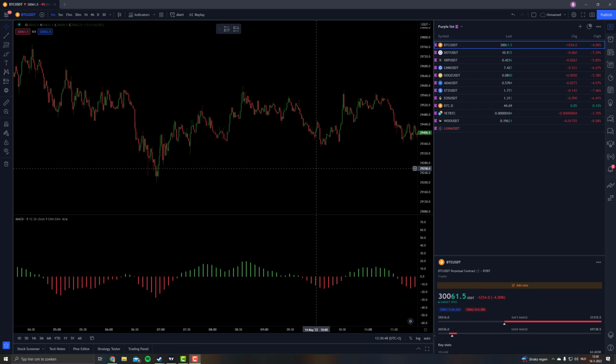Hey traders, today we're looking into a new scalping strategy. This time it's on a 1 minute chart on BTC USDT. I always trade there. We are using the MACD but only the histogram.